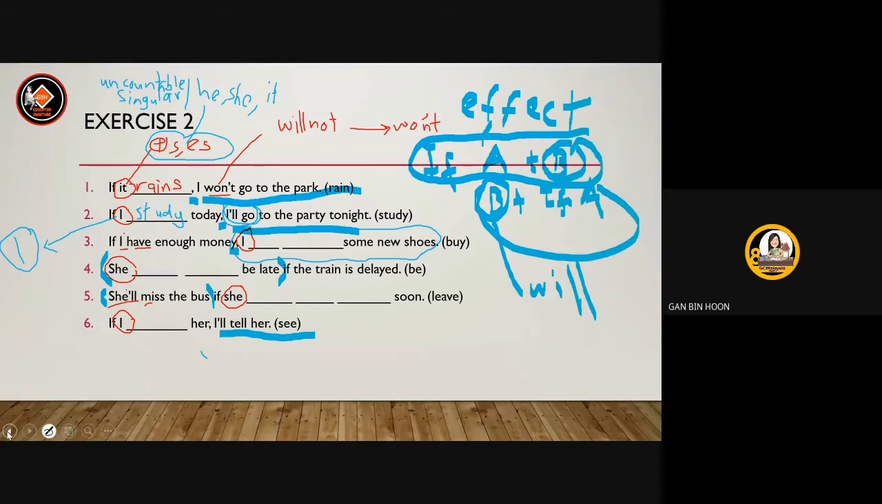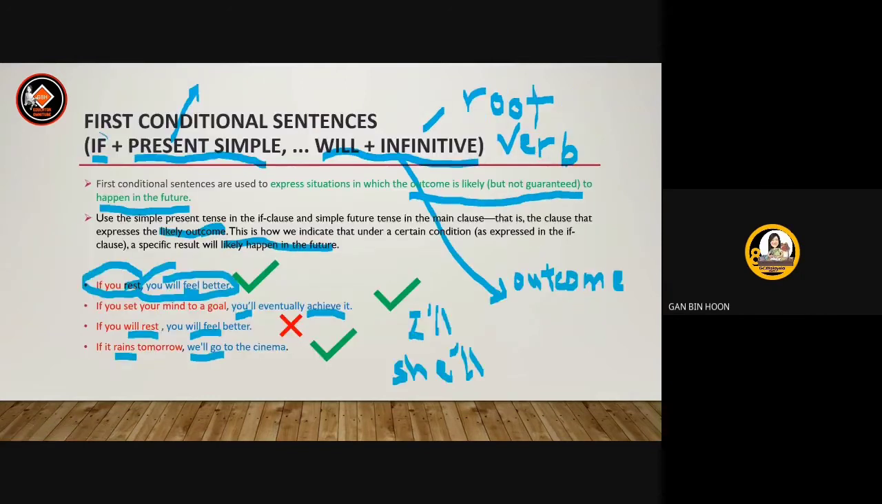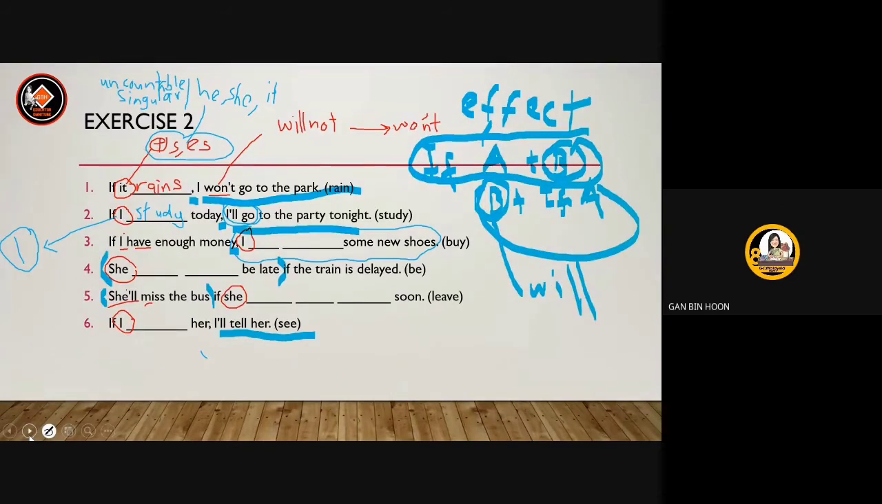Ingat tadi main clause dia. Ingat tak formula? If campur dengan present tense. Lepas tu campur dengan will, right? Will campur dengan infinitive. Infinitive is perkataan asal. Okay, so the answer will be, if I have enough money, I will buy.